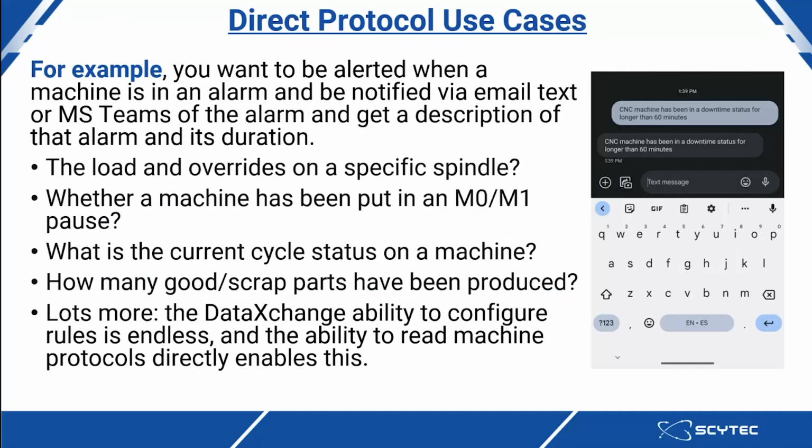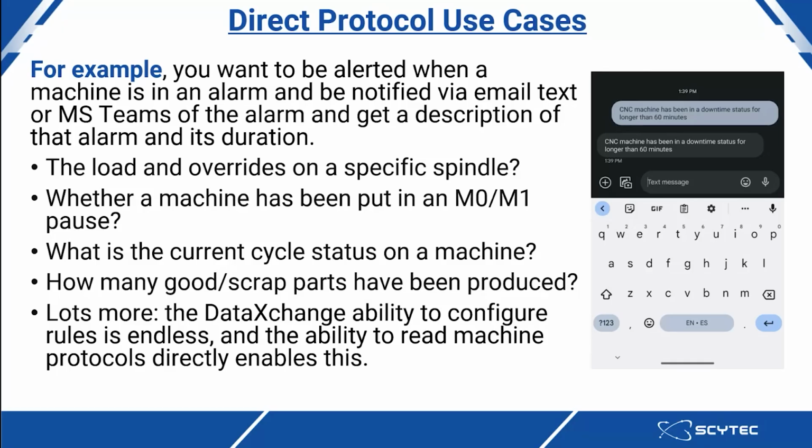But some good use cases, especially in regard to these notifications for direct protocol access, are as follows. Let's say you want to be alerted when a machine is in an alarm and you want to be notified via either email, text, or Microsoft Teams of the alarm and get a description of the alarm and its duration. You can do that with this direct protocol access and how it assists the DataXchange expressions/rules that you guys come up with.